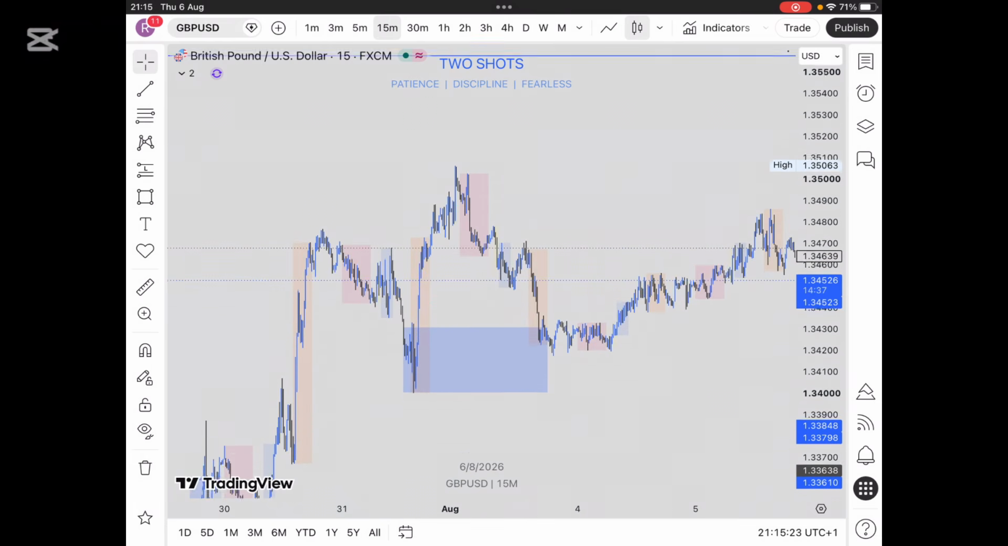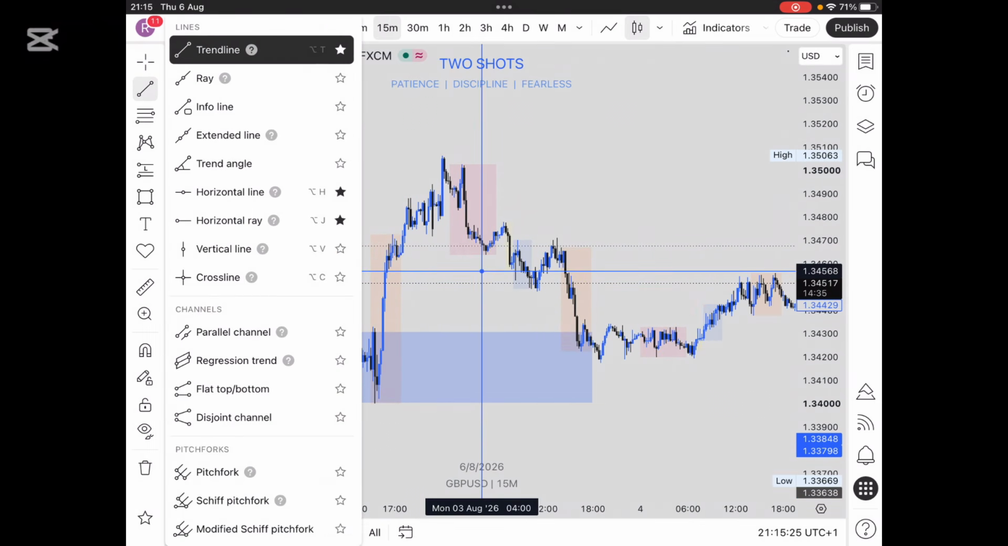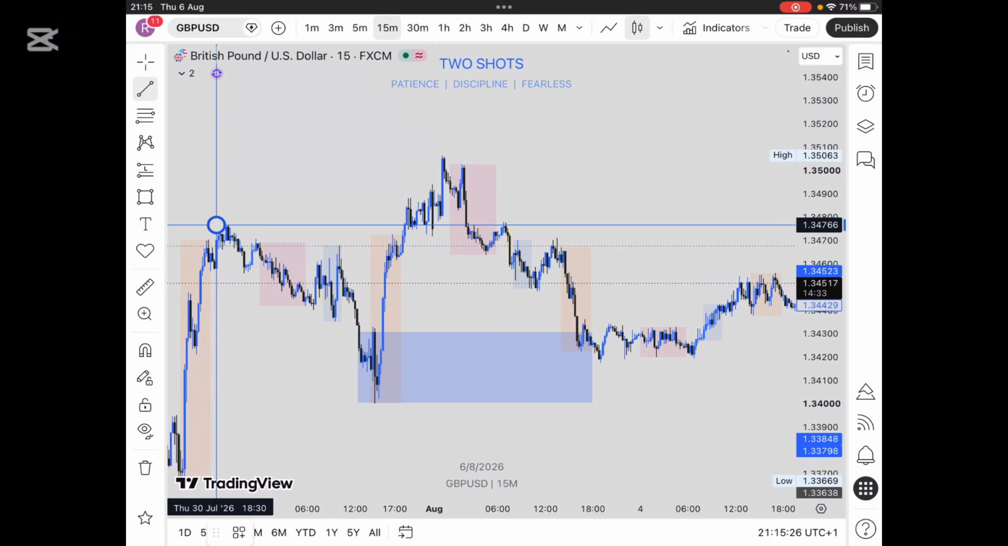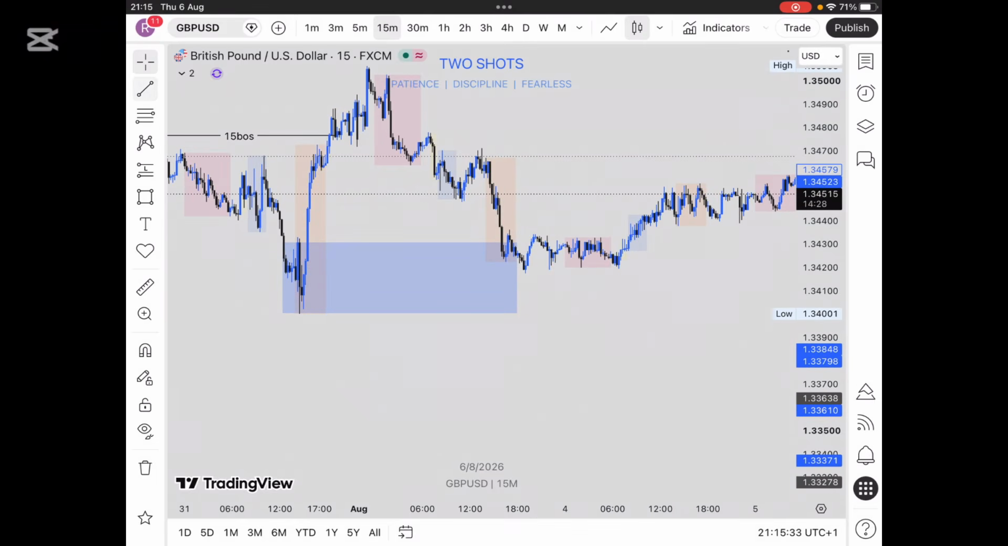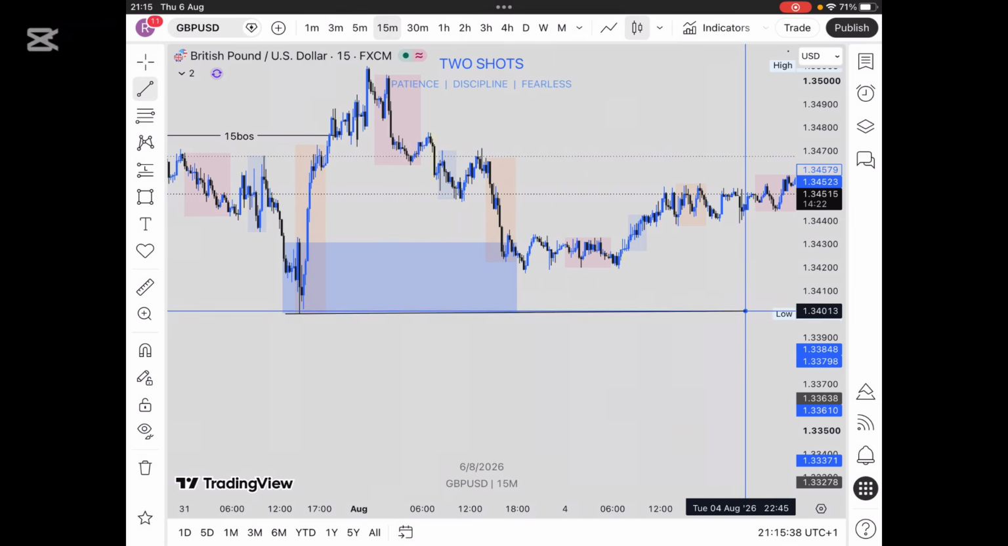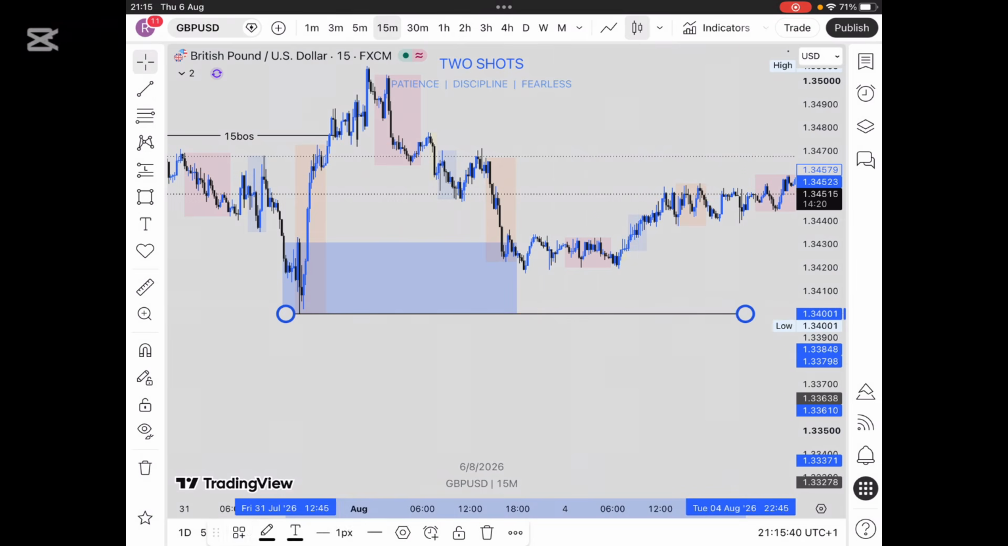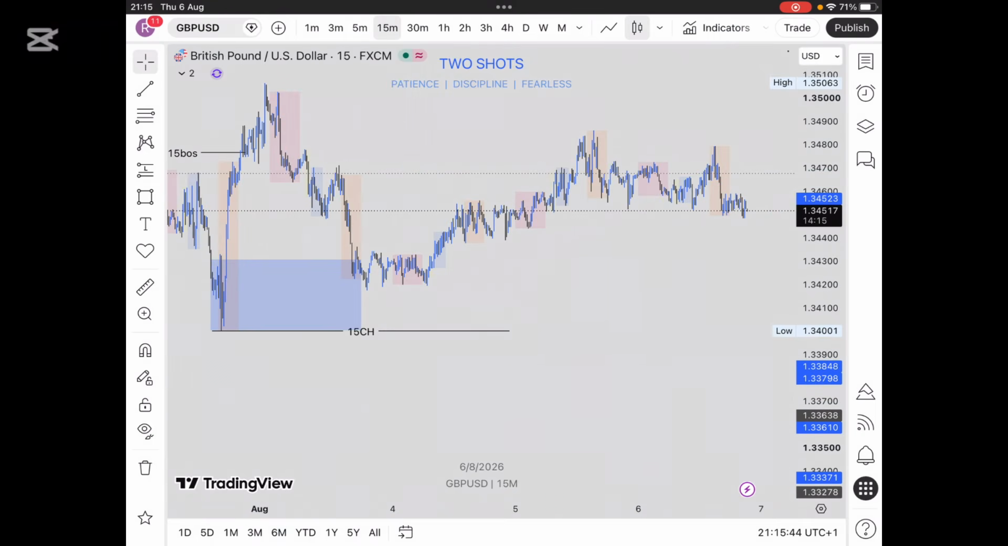So right now, as we can see, we had this last 15-minute break of structure, and this is a change of character point for the 15-minute time frame.